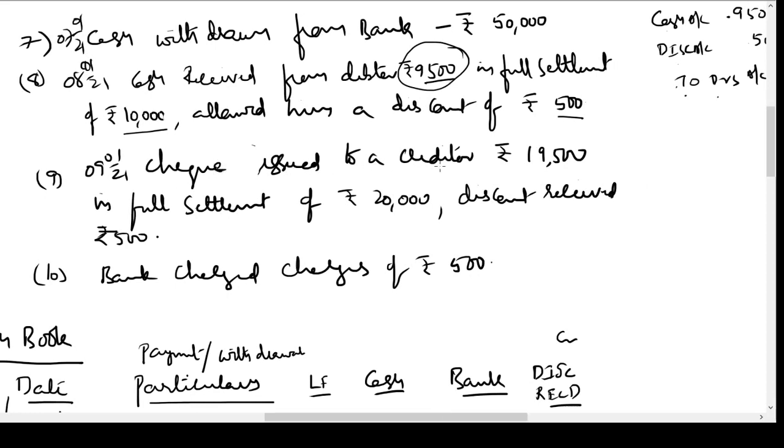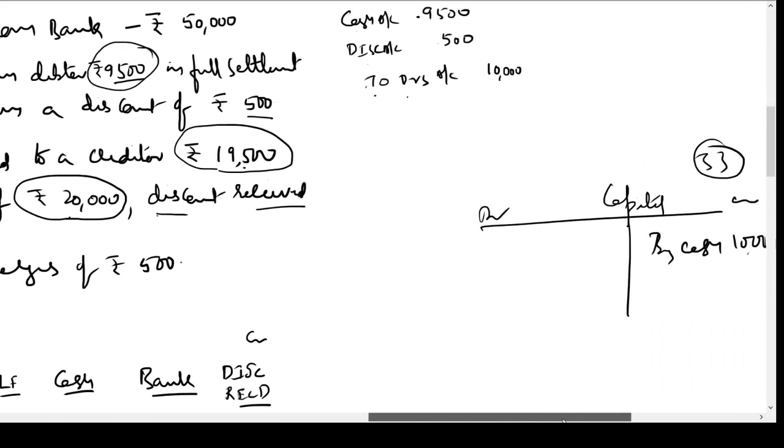Check issued to a creditor, rupees 19,500 in full settlement of 20,000. That means we owe the creditor 20,000. Instead of paying the full amount, we are paying him 19,500, and he has agreed to give us a discount. That means we are receiving some discount of rupees 500. We are gaining something. Generally, how do we record a journal entry for this transaction?